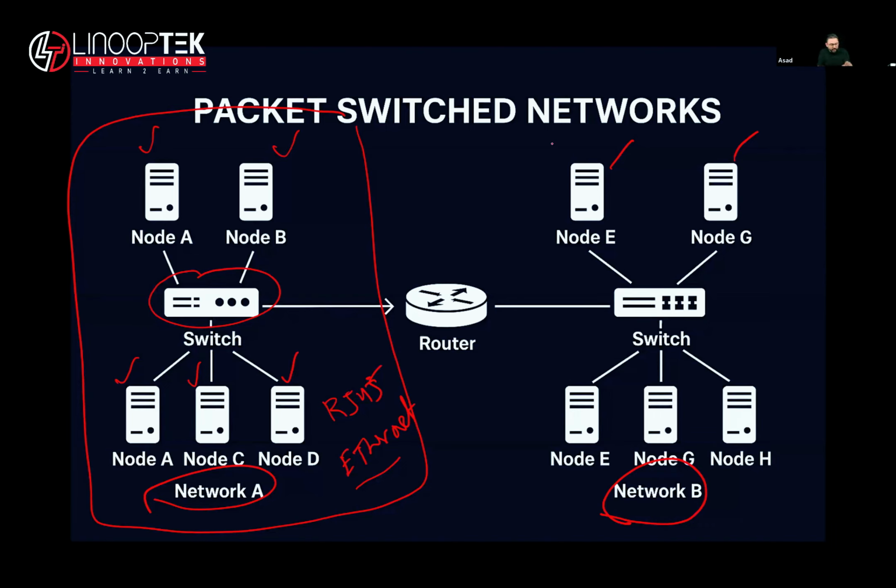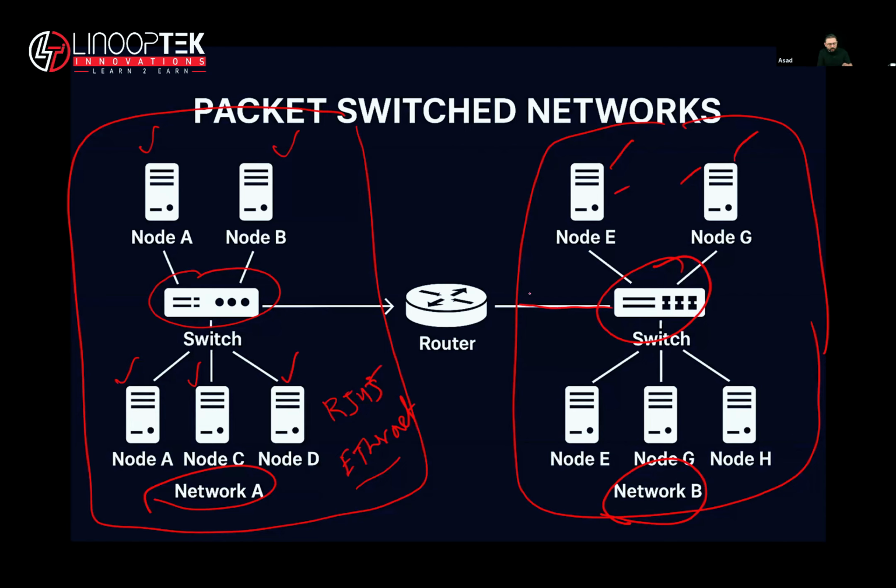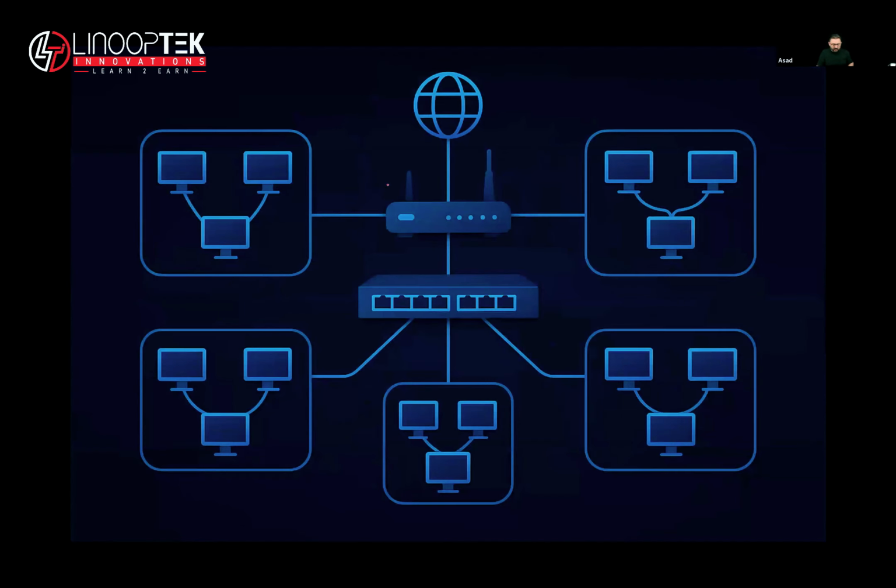So you have a network A, you have a network B. All the devices on the network are connected to a switch. The switch is connected to a router right over here. So you need a router to connect networks. What is the router's job? To connect networks. What is the switch's job? To connect machines on a network. And let's continue.